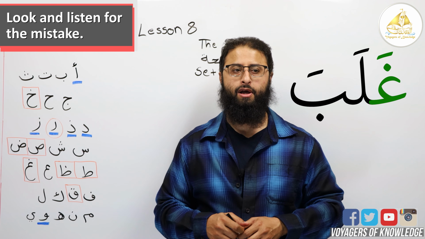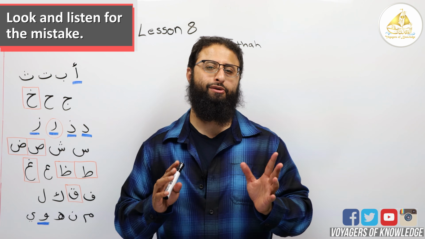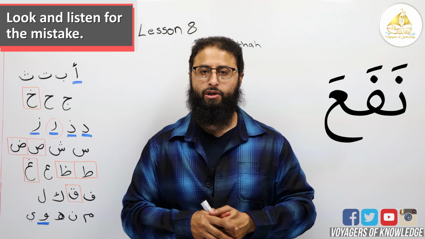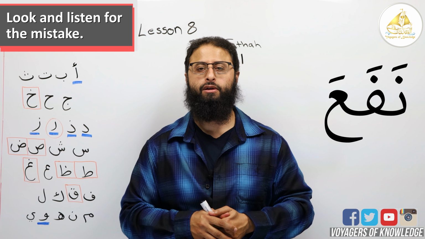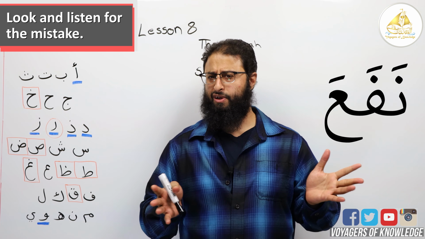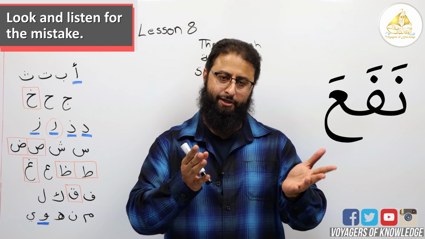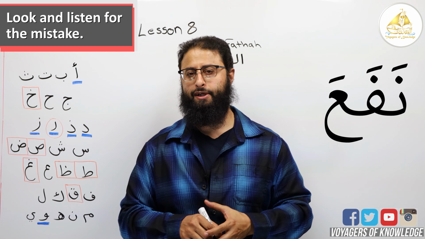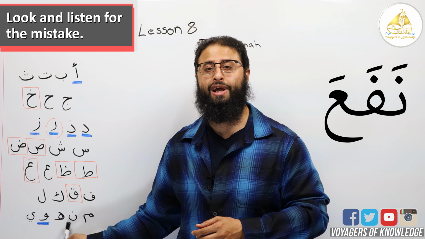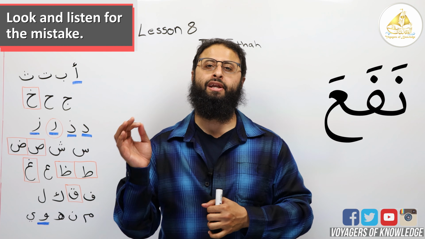غلب. Now this one I'm going to do something a little different, so it's your job to try to figure it out. نفع. All the letters sound like they're correct, right? If you said yes, then you are right. So what was my mistake? It had to do with the boldness. I made noon and fa and ayn all bold. نفع should be نفع.